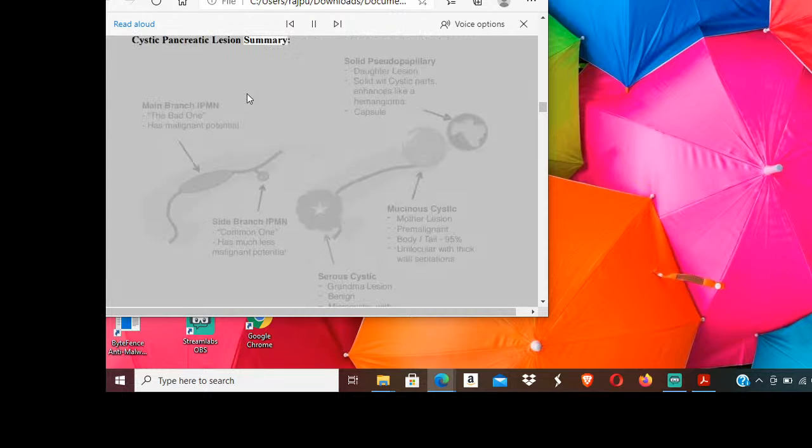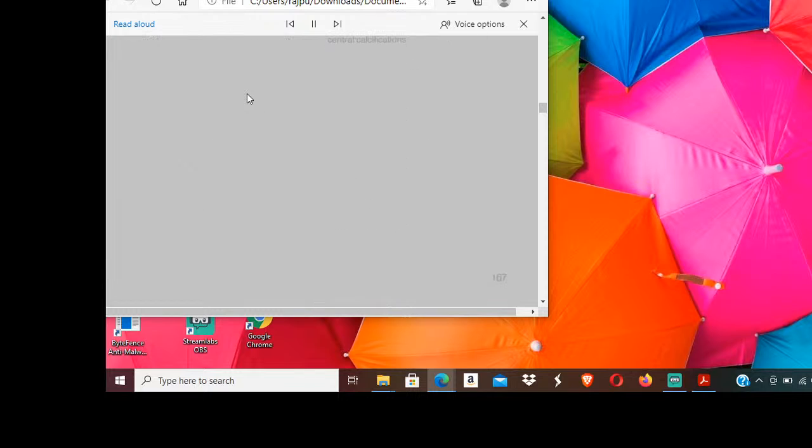Cystic pancreatic lesion summary. Main branch IPMN: the bad one, has malignant potential. Side branch IPMN: the common one, has much less malignant potential. Solid pseudopapillary: daughter lesion, solid with cystic parts, enhances like a hemangioma, with a capsule. Mucinous cystic: mother lesion, premalignant, body and tail, 95% unilocular with thick wall and septations. Serous cystic: grandma lesion, benign, microcystic, with central calcifications.